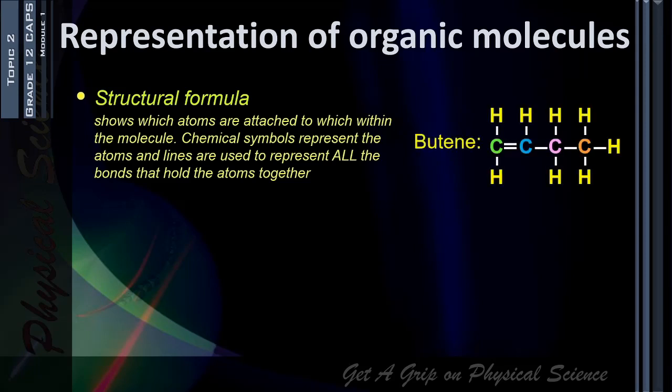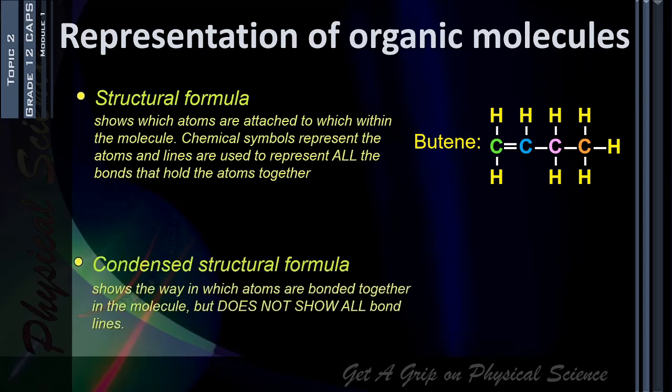An example is butene. So you can see that there are 4 carbon atoms in the structure of butene and 8 hydrogen atoms. And these atoms are bonded by single bonds and double bonds between the different atoms. We may also use a condensed structural formula. This is a formula that shows the way in which atoms are bonded together in the molecule, but does not show all the bond lines.